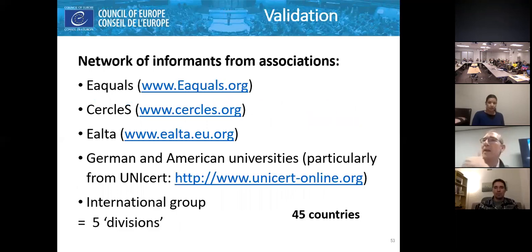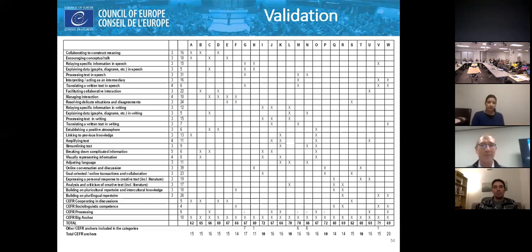The validation, the qualitative validation, first of all, you need informants. So we built up a network of informants from various associations connected with the CFR, and in the end, we had people at this stage from 45 countries. And they were divided into 5 divisions, and everything was spread nice and evenly across all 5 divisions. With a horrible looking system like that.